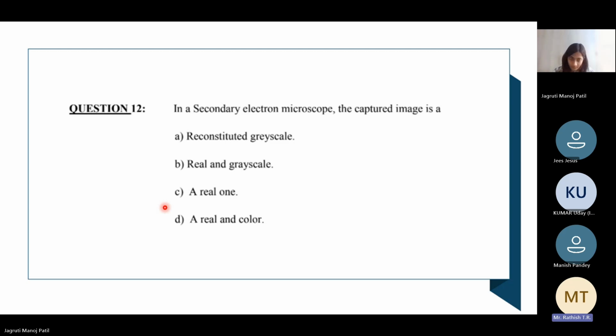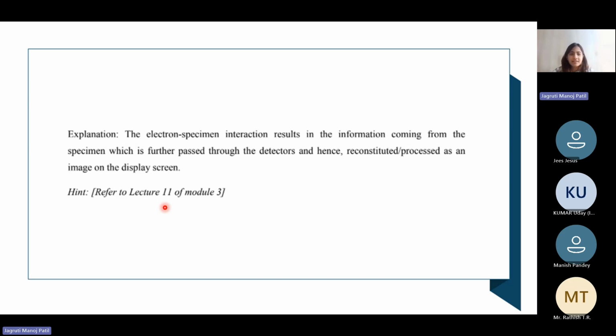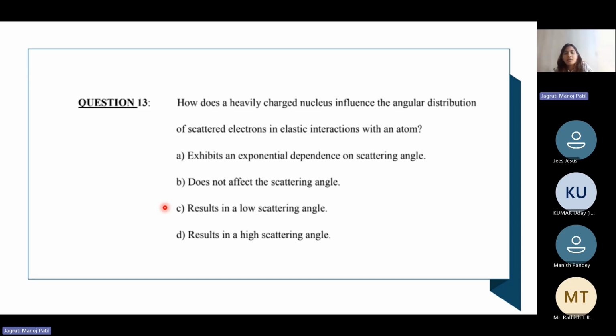Option A, reconstituted grayscale. Yes, exactly. So it's reconstituted. After passing it through the detectors, there's some image processing, and that is how you see it as the grayscale on your display screen.